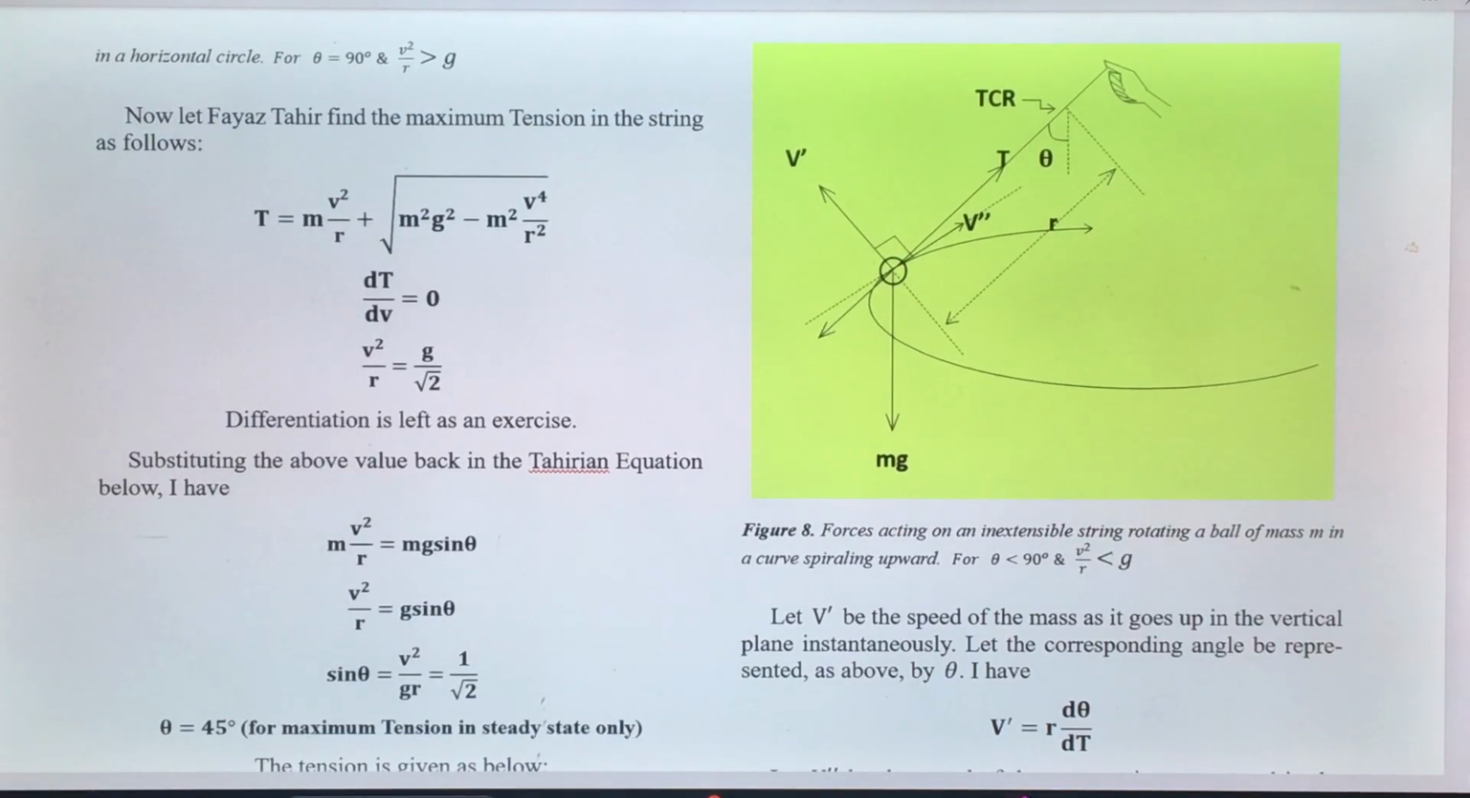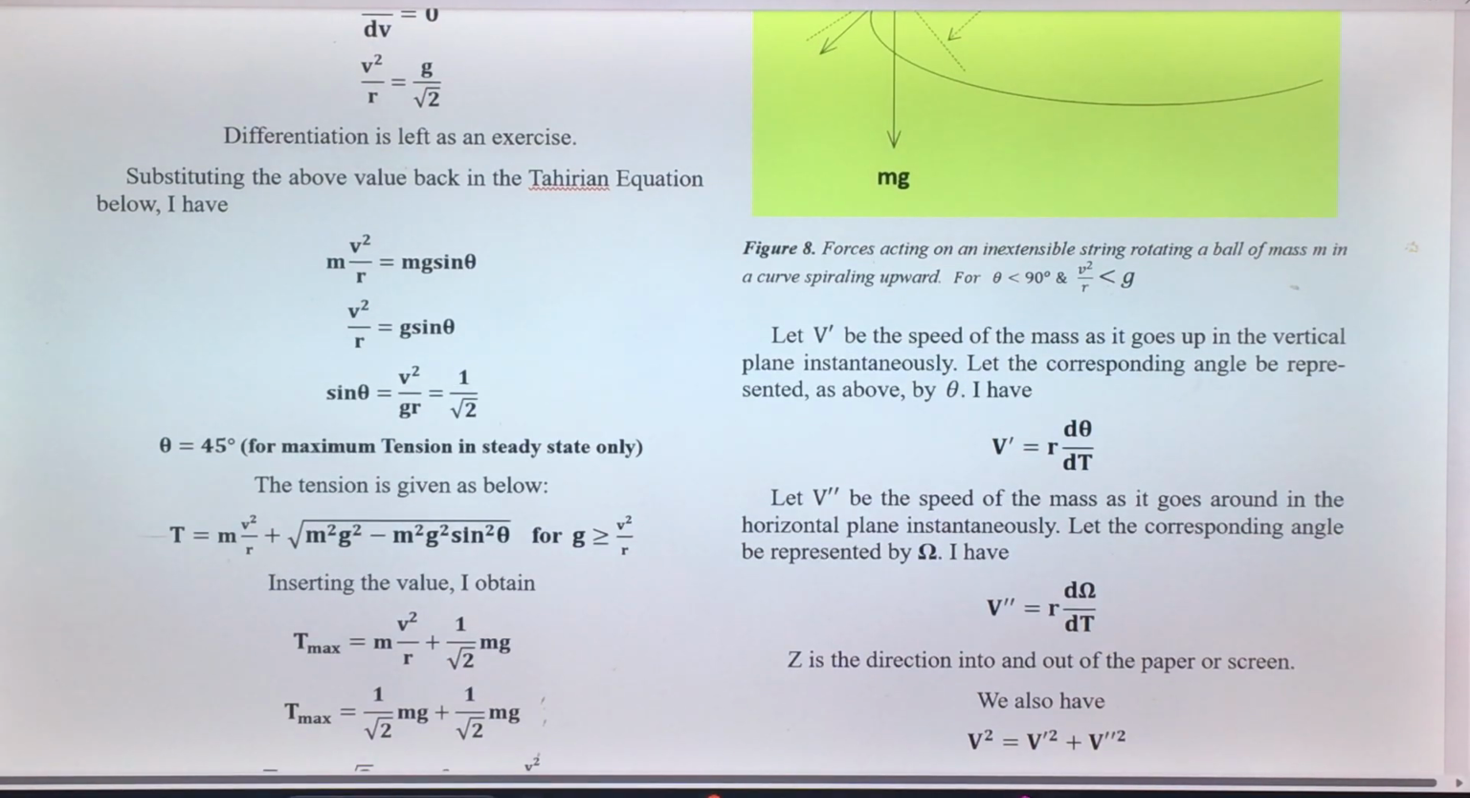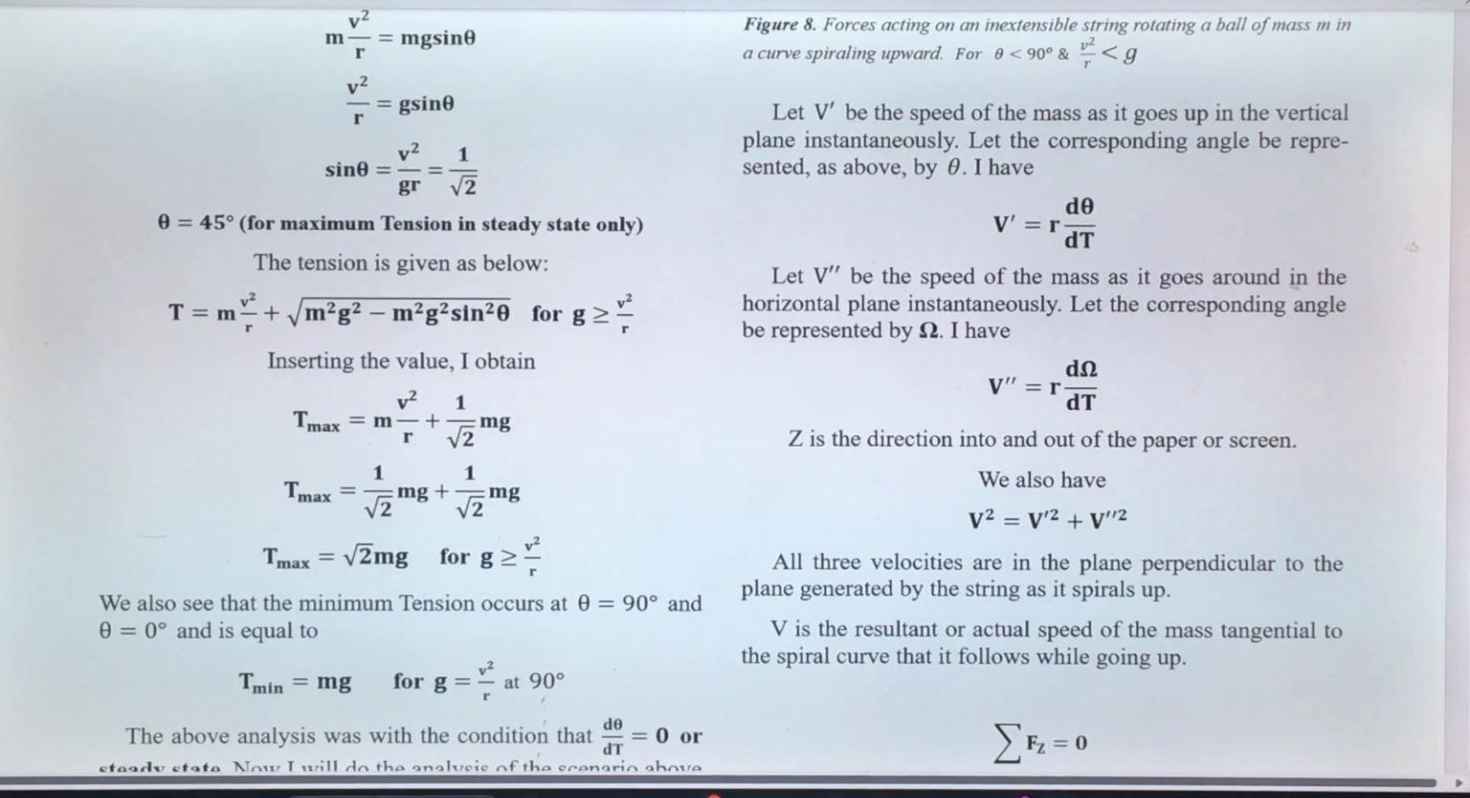Differentiation is left as an exercise for you guys. Substituting the above value back in the equation below, I have mv square over r blah blah blah. So we see that theta comes out to be 45 degrees for maximum tension in steady state, only when d theta over dt is equal to 0. The ball is neither going up nor coming down. So the value of the tension is given as below. T max is equal to 2 square root of 2 mg, where g is greater than or equal to v square over r, or v square over r is less than or equal to g.